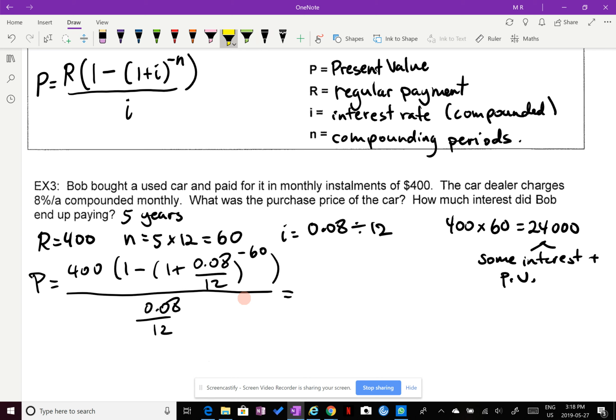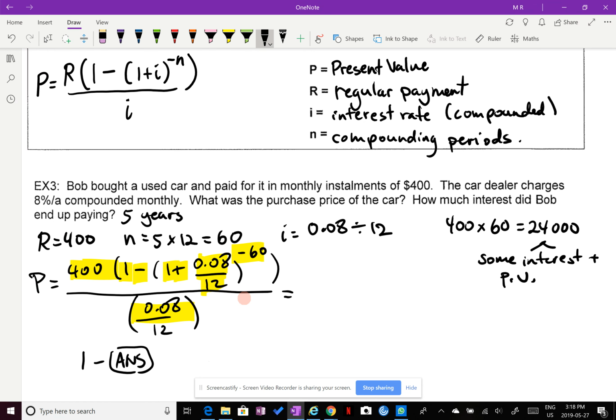Then you add it to 1. Okay, and after you add it to 1, take it to the exponent negative 60. You get some number in your calculator, then do 1 minus that number. So 1 minus answer. The 1 minus answer button will be tremendously useful when you're doing that calculation. Then multiply that result by 400 and divide it by 0.08 over 12. Put it in brackets as you're doing it in the calculator.